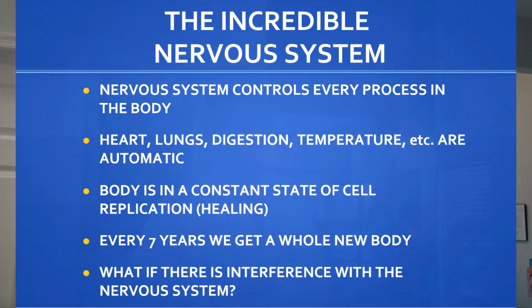The nervous system controls every process in the body. The heart, the lungs, the digestion, temperature are automatically controlled. The body's in a constant state of cell replication and healing. And every 7 years, yes, every 7 years, we do get a new body. Again, that's why we also talk about nutrition, because of what we put into that body, hopefully not McDonald's 7 days a week like I mentioned earlier, is helping us to rejuvenate so we can get a new body in 7 years. Now, does it all come together? Well, that's why we want to make sure that nervous system is not interfered with. Proper communication between that brain and every cell of our body will unlock that fountain of youth.